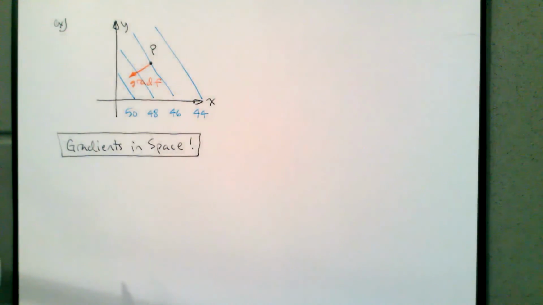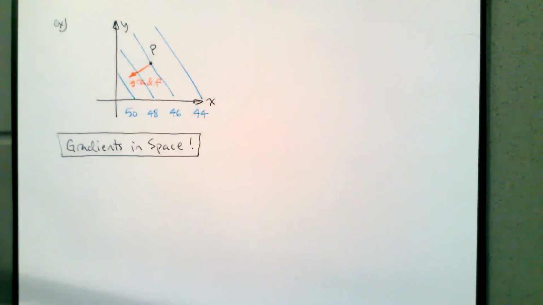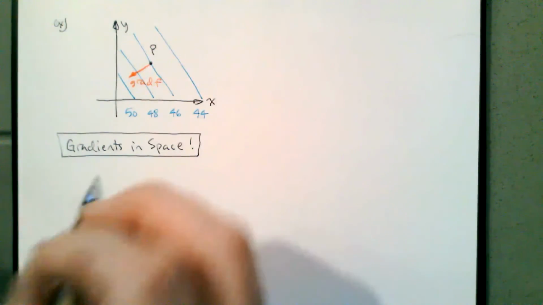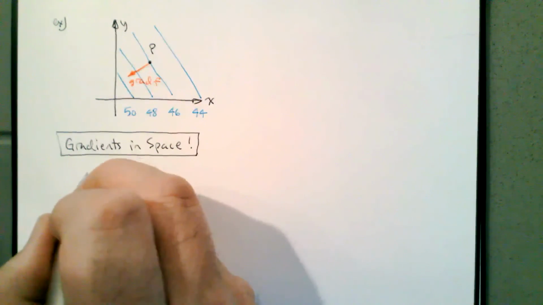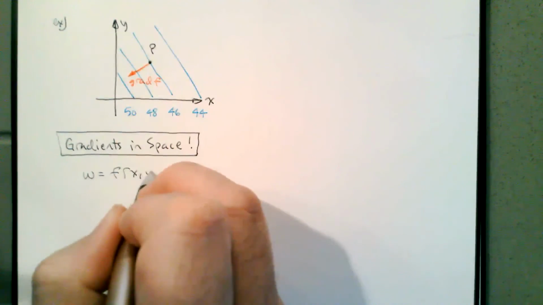So when we have gradients in space, you could probably figure what we're going to do next. We go from gradients in the plane, R2, to gradients in space, R3. So we'll be looking at a function of 3 variables. Let's say W is equal to f of x, y, and z.